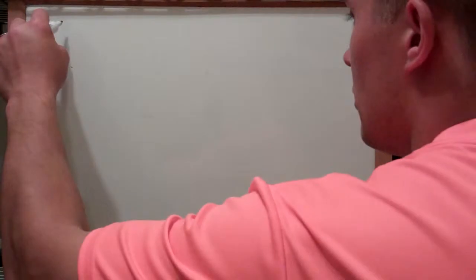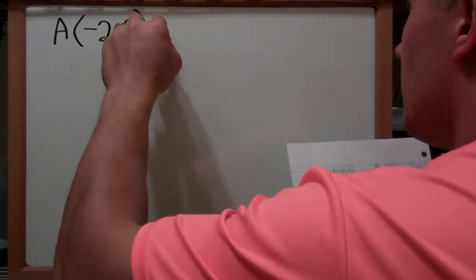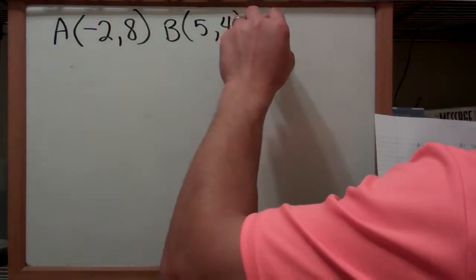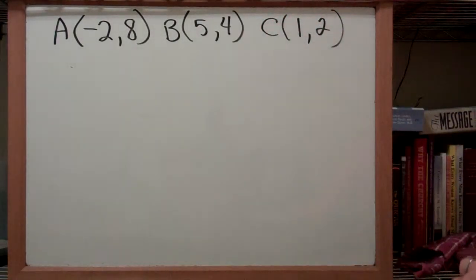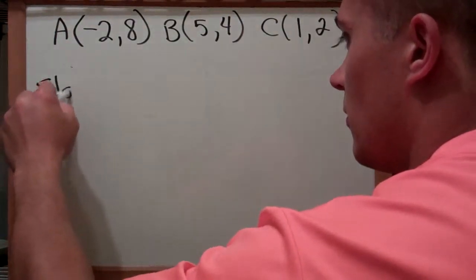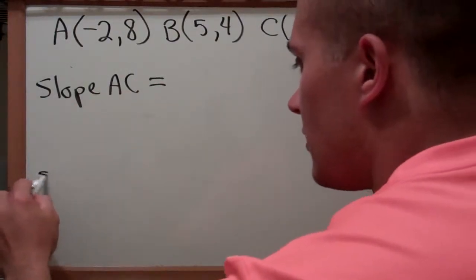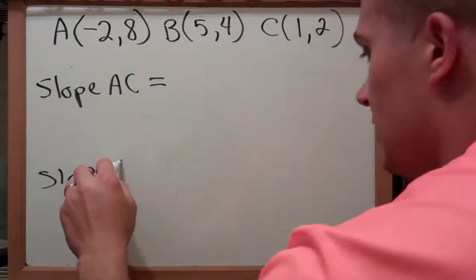So let's put those coordinates up on the whiteboard here. The coordinates of point A were (-2, 8), the coordinates of B were (5, 4), and the coordinates of C were (1, 2). And again, we wanted to find the slope of AC and then the slope of CB.